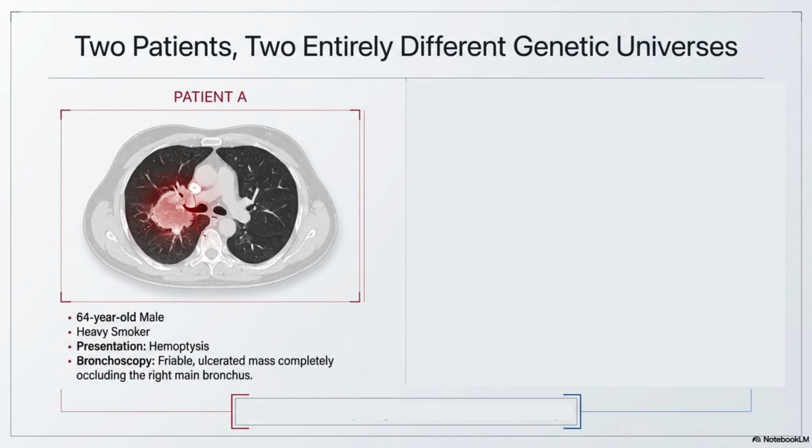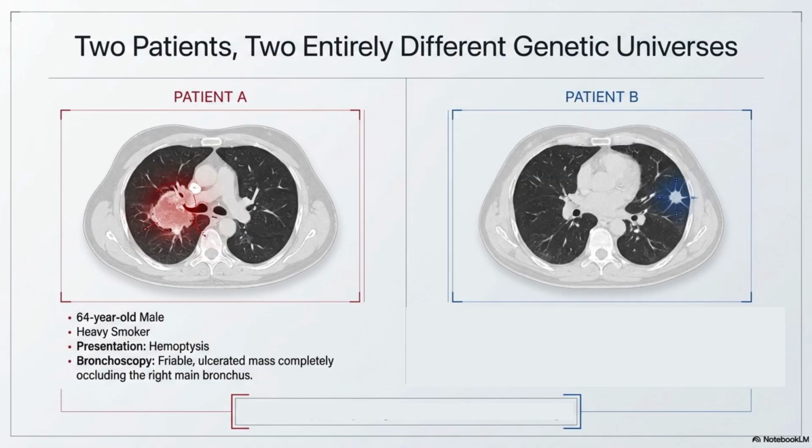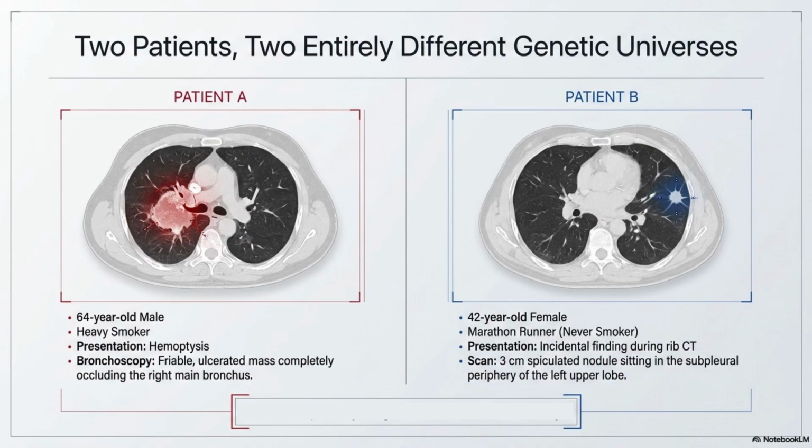Let's look at two patients who represent two entirely different genetic universes. Patient A is a 64-year-old male and a heavy smoker who presents with hemoptysis. His bronchoscopy reveals a friable ulcerated mass completely occluding the right main bronchus. Now look at patient B. She is a 42-year-old female marathon runner and a never smoker. She presents with an incidental finding on a rib CT which shows a 3 cm spiculated nodule sitting way out in the subpleural periphery of the left upper lobe. Both patients have primary lung carcinomas, but what exactly are they?